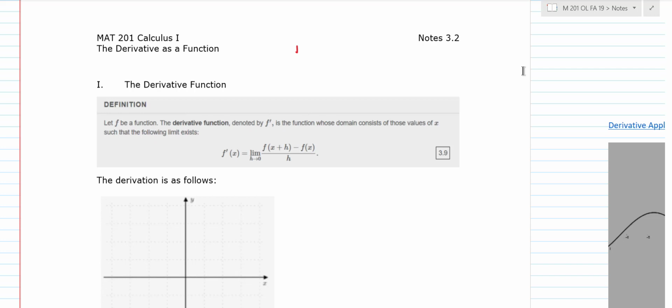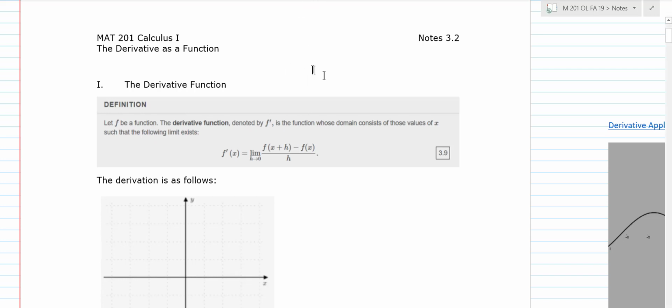Okay, so on 3.2, we're going to continue our talk a little bit about derivatives. And in the last section, we looked at what a derivative was. I'm going to review the derivation of a derivative. We're going to crunch out a few more derivatives, then we're going to talk a lot about graphing derivatives and a little bit more about differentiability.